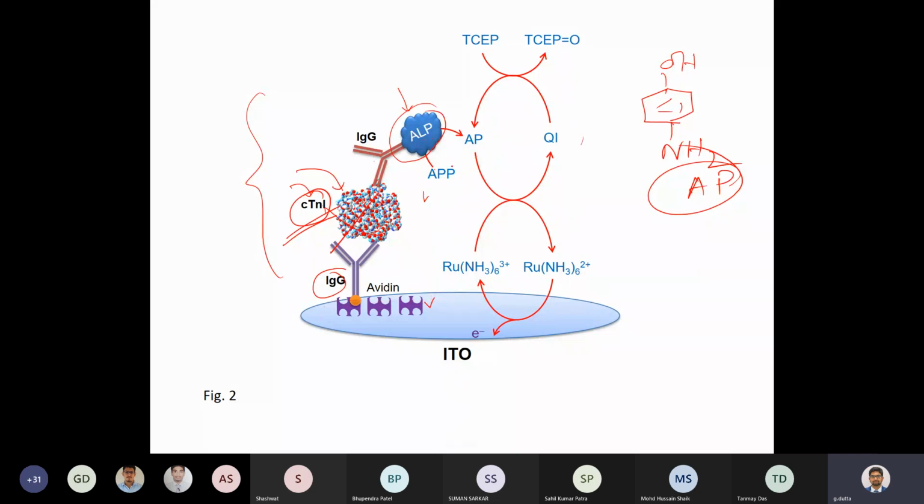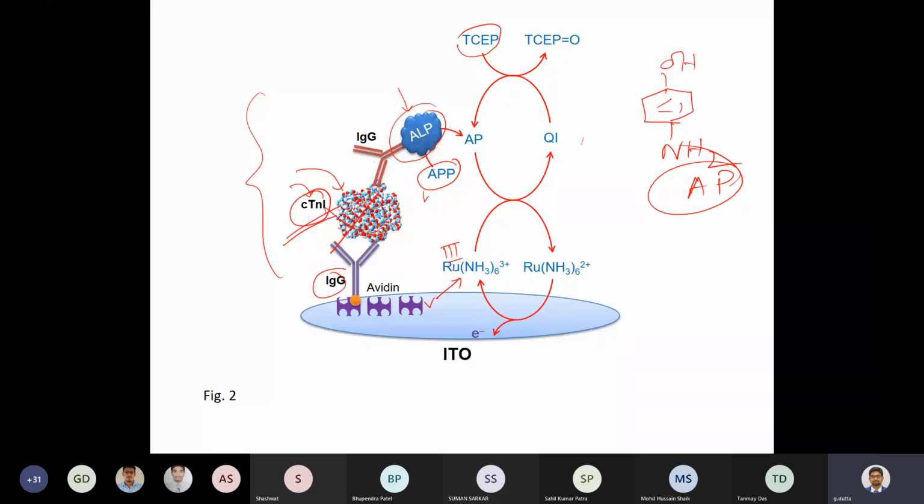So you will get basically background. So what is the background? Because of APP, and you need this reducing agent, right? Why do you need a reducing agent? Because AP will react with the other part of the redox couple, that is the ruthenium. This is called ruthenium hexamine. And here ruthenium is in the third oxidation state, +3. Yeah, ruthenium is in the +3 oxidation state.